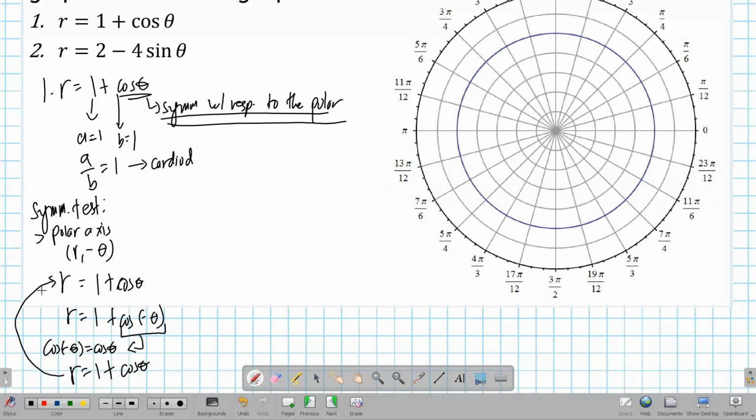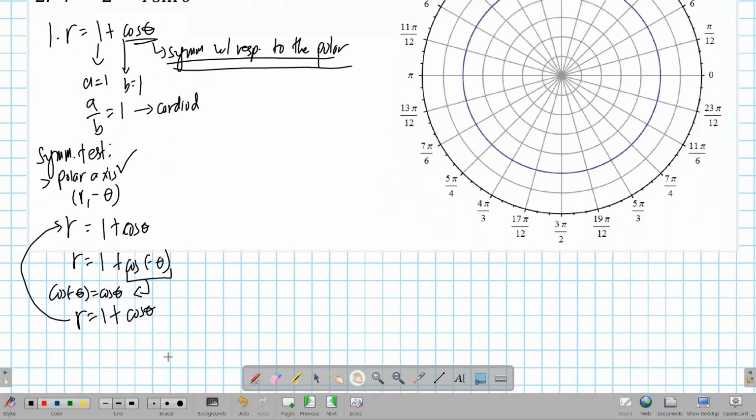This is what we mean when we say that even though we replace theta with negative theta, it goes back to the original form. Therefore, it is really true that it is symmetric with respect to the polar axis. We write the conclusion as such. Therefore, symmetric with respect to the polar axis.